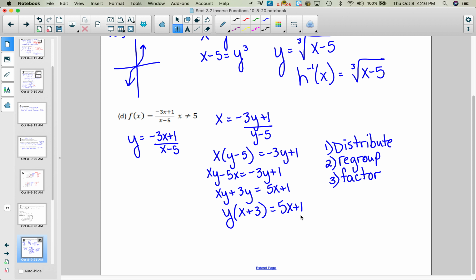And now I'm going to divide by the x plus 3. So I get y equals 5x plus 1 over x plus 3. And now I'm going to rename that in the proper notation. So f inverse of x equals 5x plus 1 over x plus 3. And I need to make the statement that x cannot be equal to negative 3, because if it was, we would have a 0 in the denominator. Okay?